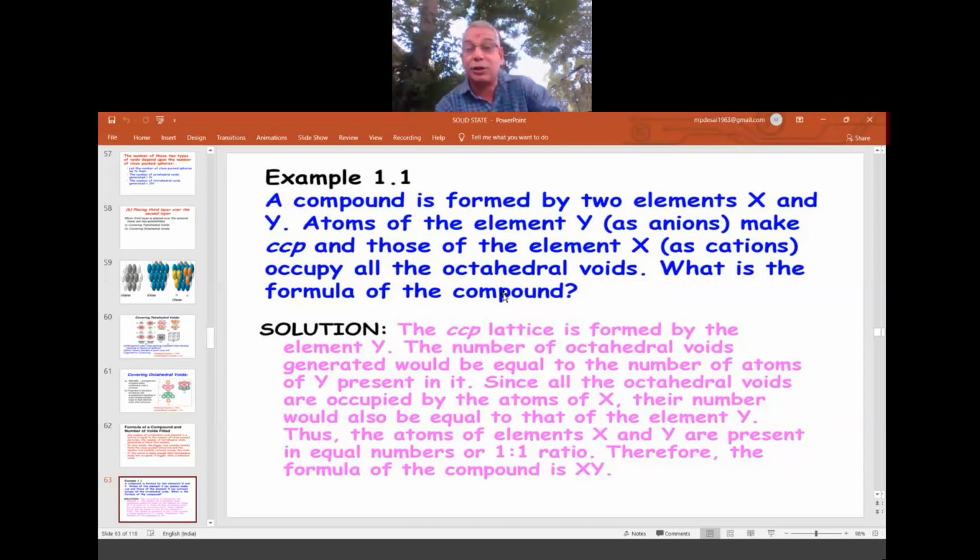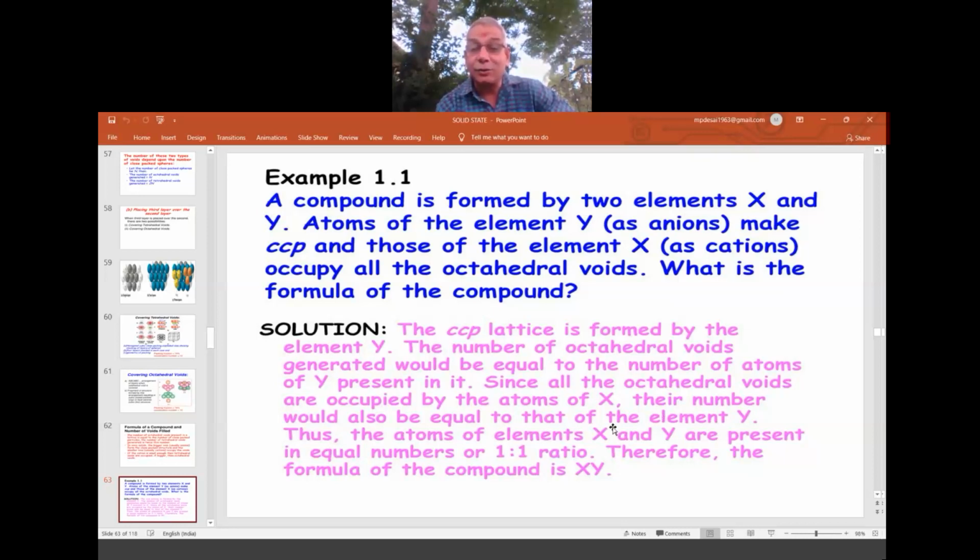So see the solution here. The CCP lattice is formed by the element Y. The number of octahedral voids generated would be equal to the number of atoms of Y, as already given. Since all the octahedral voids are occupied by the atoms of X, their number would also be equal to that of the element Y. That means here X and Y are equal.